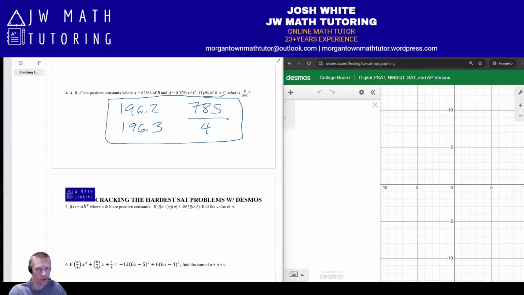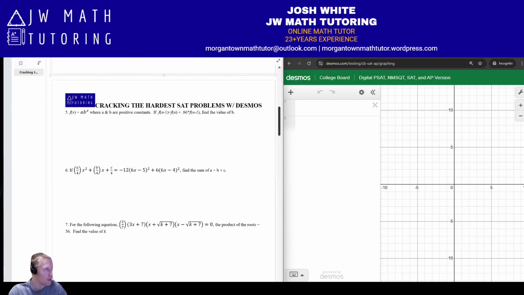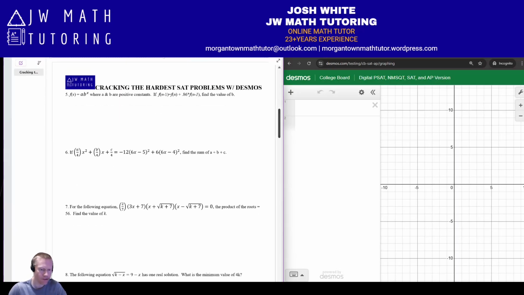Now let's go ahead and take a look at the next problem, number 5. So here we have an exponential function, and you're told some information about it, basically how f of n and f of n minus 1 are related. It asks to find what the value of b is in this exponential function. So the really cool thing is that when I came across this problem previously, I did not know of a way to do it really easily in Desmos. However, I have now figured out how you can do that.